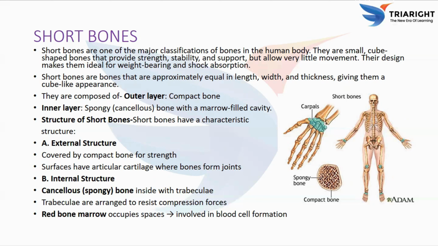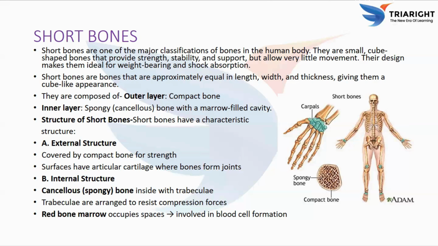So what are the layers of the short bone? As we have layers of the long bone, we also have the layers of the short bone. So this short bone has two main layers. What are they? External structure and internal structure. Coming to external structure, the outer layer is made up of the compact bone, which makes the bone strong. The surfaces that form joints are covered with the articular cartilage. So this helps to reduce the friction.